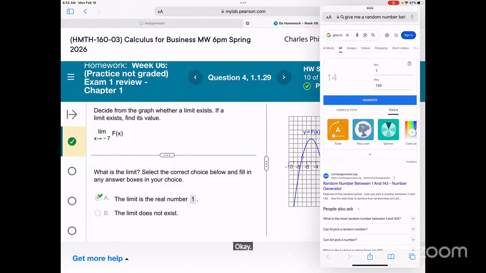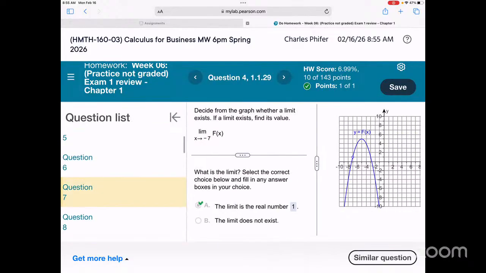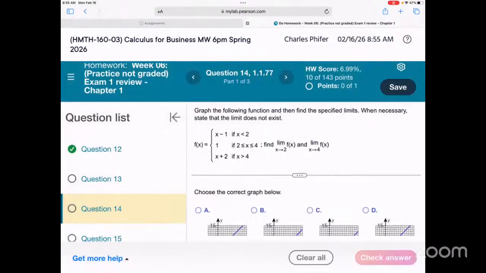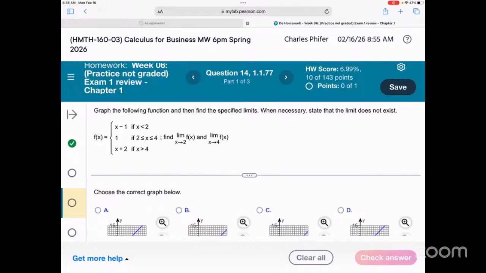Let's go to question 14. This question comes from section 1.1, question 77. So we have a piecewise function. It's basically multiple graphs on one chart. We graph each one like normal, but then we restrict each graph based on the given domain.